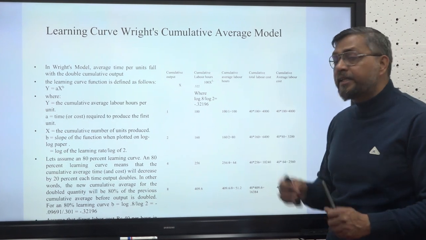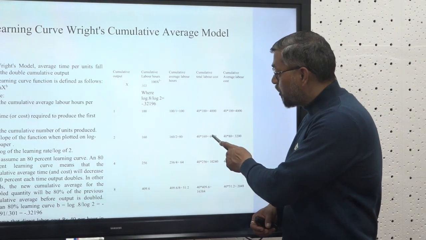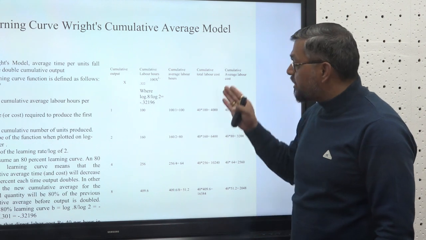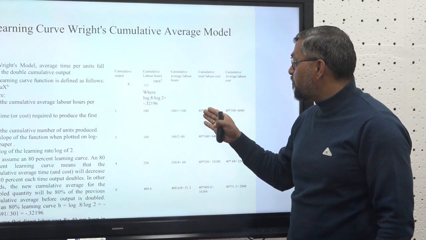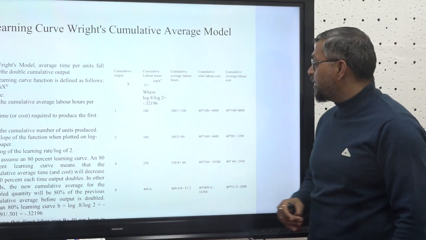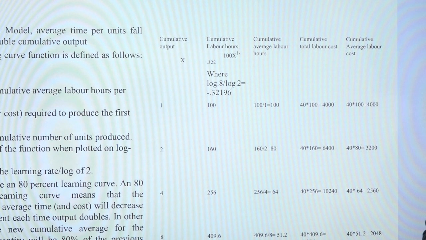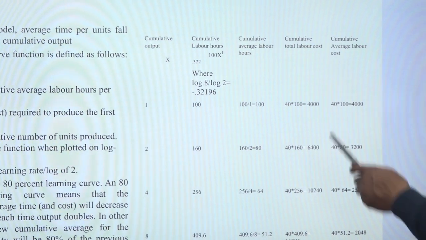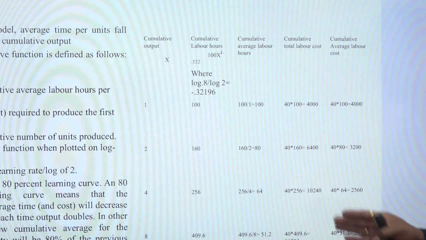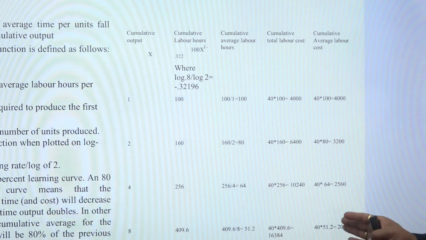Now assume the price that is paid to the labor is 40, that is the average price. So the costs will become 4000, 6400, 10240 and 16384. They are calculated by multiplying the money that is paid for labor by the hours that are involved in producing. The cumulative average labor cost will be calculated by multiplying the wages paid by the units of average labor hours. So 40 into 100, 4000, 40 into 80, that is 3200, 40 into 64, 2560, and 40 into 51.2, that is 2048.